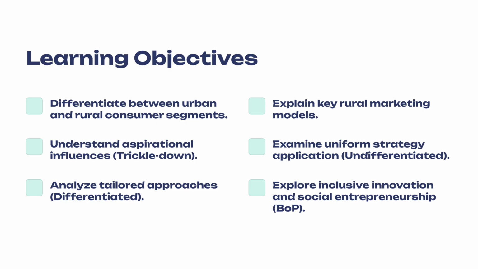Fourth, examine the undifferentiated strategy which uses similar marketing efforts for rural and urban market without major changes. Fifth, analyze the differentiated approach which fits marketing methods to suit the needs and conditions of rural consumers. And last, explore the bottom of pyramid approach which blends inclusive marketing with social entrepreneurship.